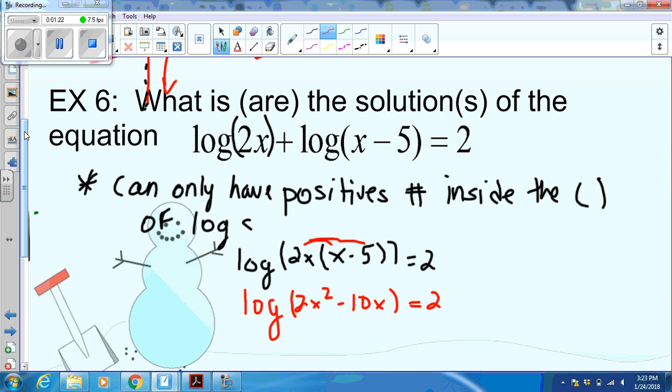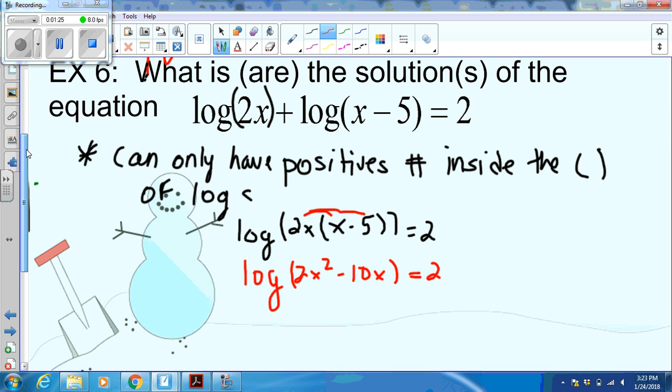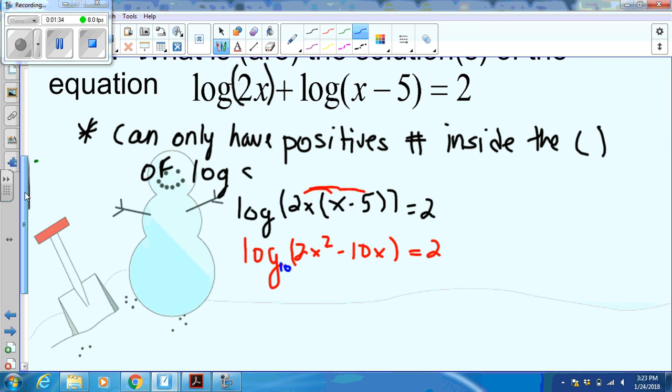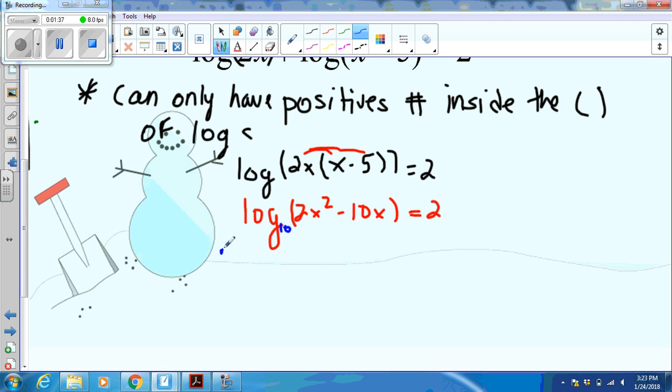Now, in order to solve like we've done before, we have to rewrite this in exponential form. Notice that we don't have a base, which means our base is going to be 10. So this is really log base 10. Rewriting it in exponent form, we take our base, which is 10, our exponent is going to be 2, and we set it equal to 2x squared minus 10x.